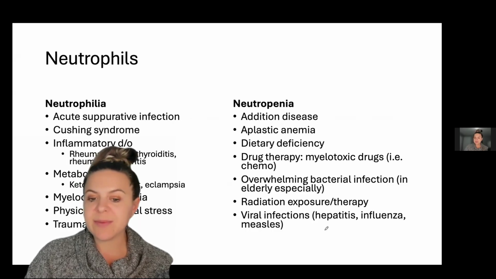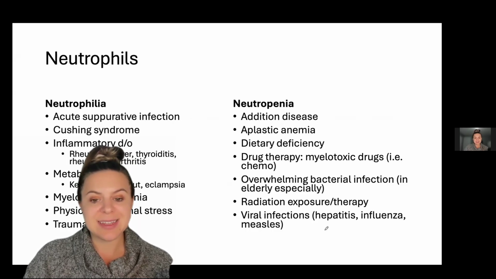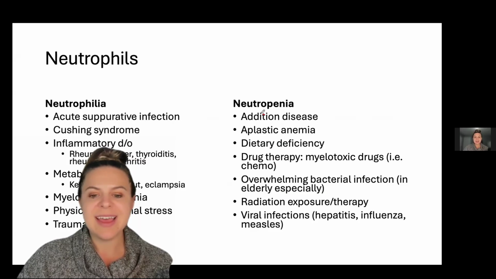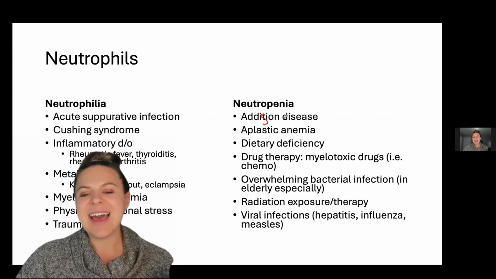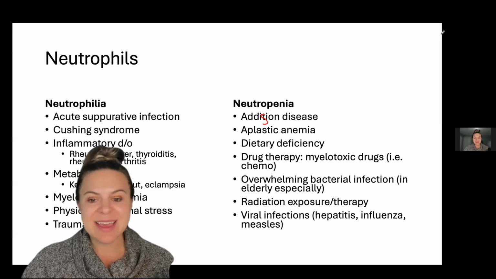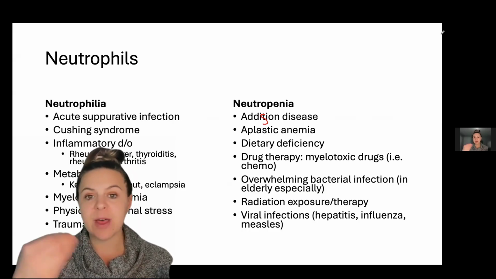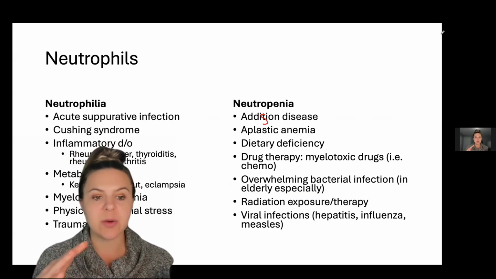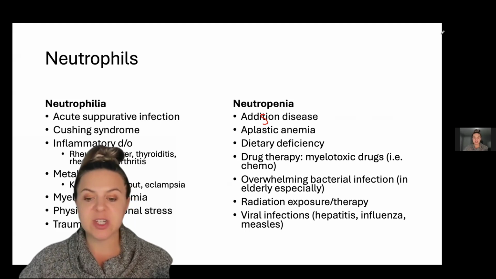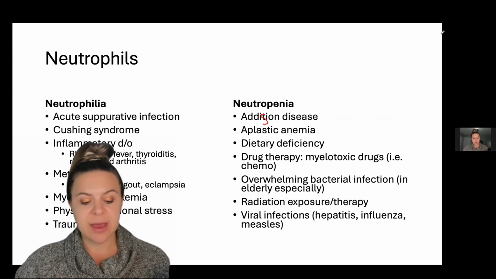Versus neutropenia, we see things ranging from Addison's disease, not addition, Addison's disease. We can see aplastic anemias or dietary deficiencies, certain drugs, and of course, certain infections that maybe overwhelm an elderly individual could lower neutrophils. Radiation exposure and some viral infections actually can lower our neutrophil count.